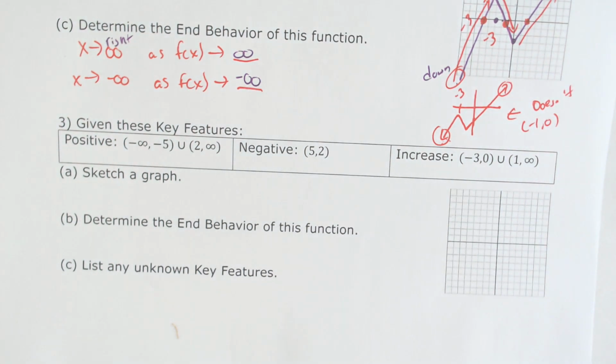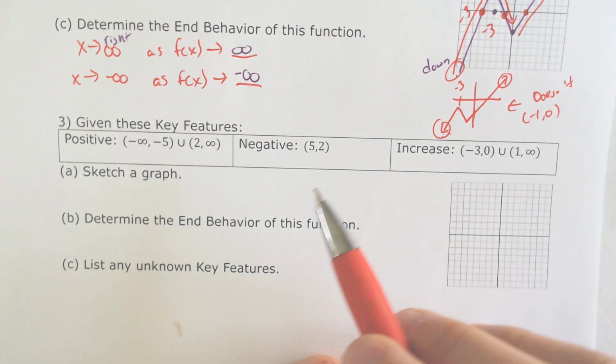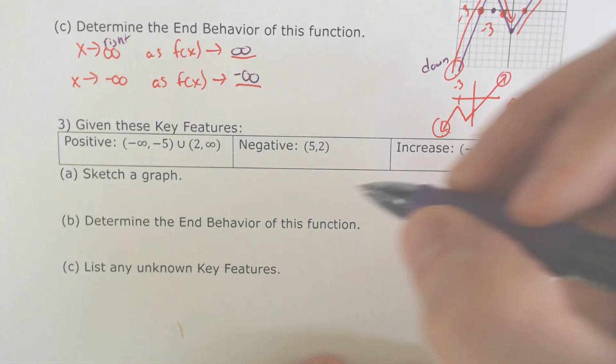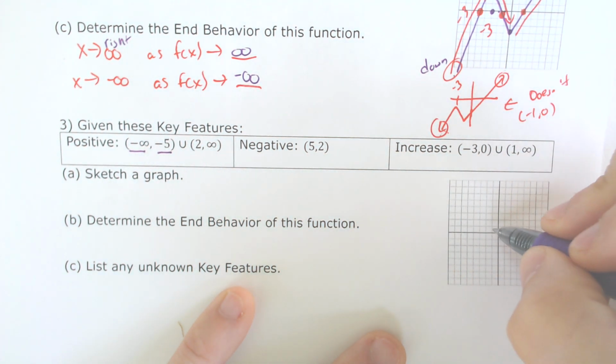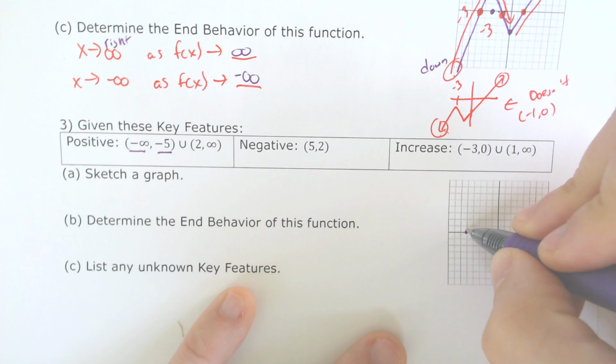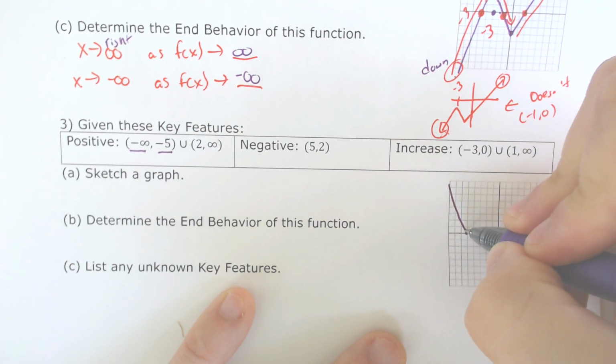This is one where I would recommend, if you were doing it on your own, that you do it on a scrap sheet of paper first or with a pencil first, because there's a chance you could make a mistake. So positive from negative infinity to -5. Up until we get to the point of -5, 1, 2, 3, 4, 5, we are positive. So it is doing something like that.